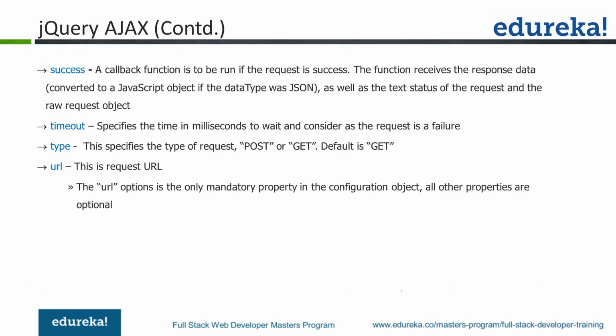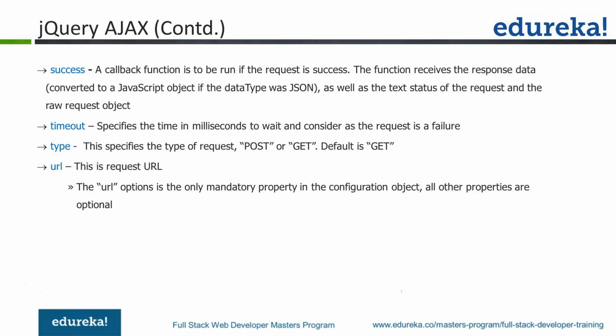Next is timeout. It specifies the time in milliseconds to wait before considering the request a failure. So if you specify, hey, just wait for 1000 milliseconds, which is like 1 second, but after that, if the response is not returned, you should consider that request as a failure. Let's suppose that is the kind of application you're building. So timeout helps with that. Type is the kind of HTTP verb that you're using, whether it's a get or a post, or a put or a delete. Default is get.